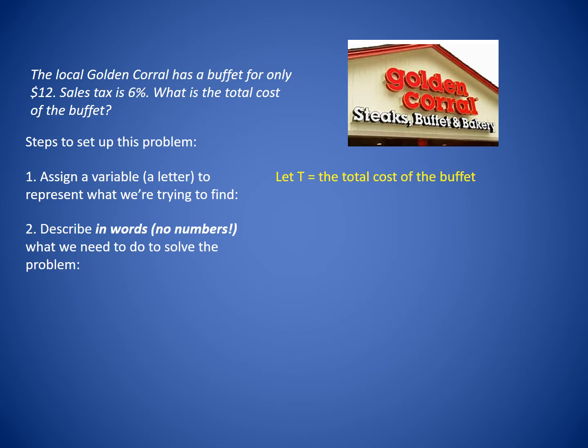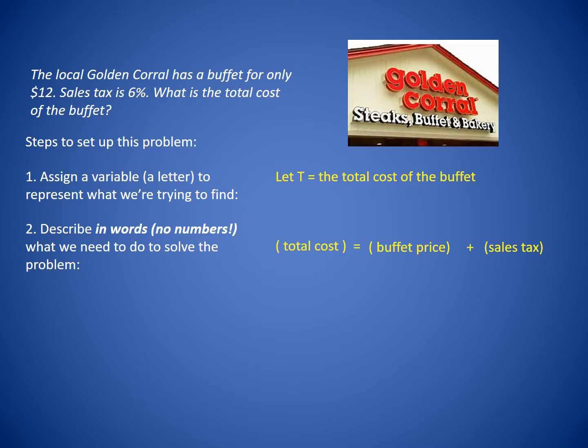Second step, just like we did before, we're going to describe in words. I'm not interested in numbers, no numbers, just how do we solve this, described in English terms. So again, the total cost is going to be the buffet price by itself, plus the sales tax. And again, I can't stress this enough, I'm not putting any numbers in at this point. I'm just thinking about this logically. How does sales tax come into play when you buy something?